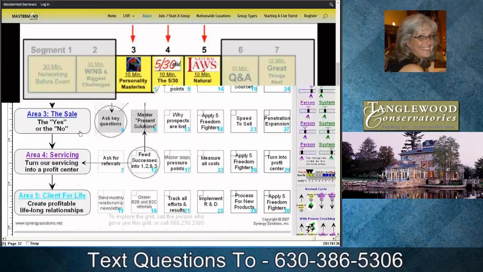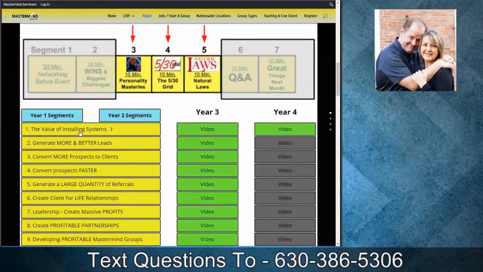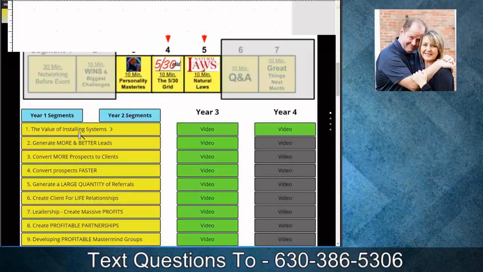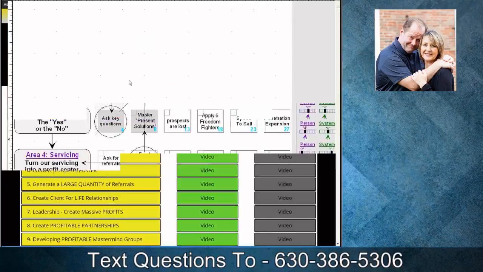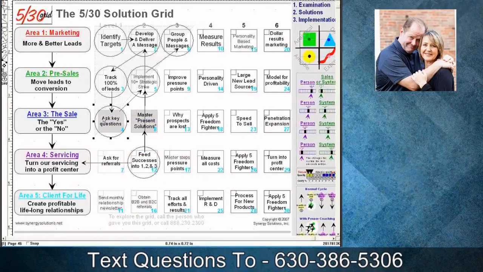Right, and it's key that once we have that goal, what we call the golden triangle, which is the first 6 boxes, that is going to be really key for us to understand. It's identifying the targets, developing the message, tracking 100% of the leads, asking key questions, and moving into the strategic strike and grouping the people in messages. That's just the first step of the system that's even bigger.